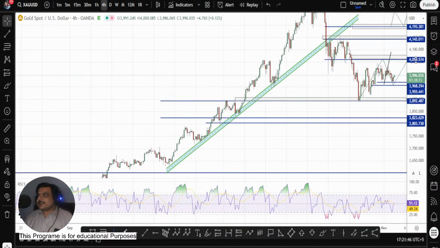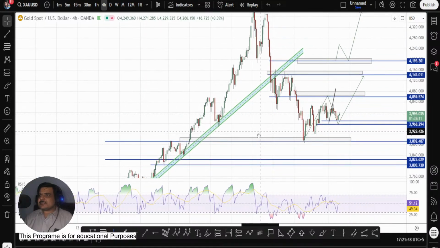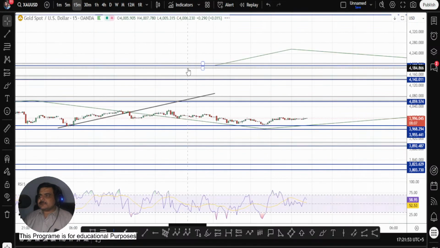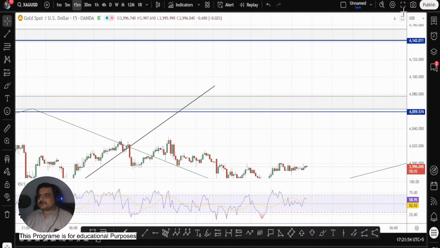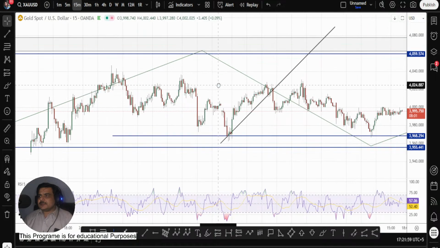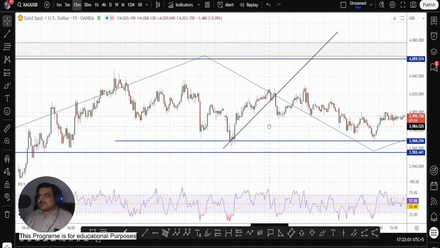Did you guys book profits yesterday from this move on the 15-minute? It was good. I had an internet problem yesterday, so I couldn't finish the stream properly. Sorry about that.